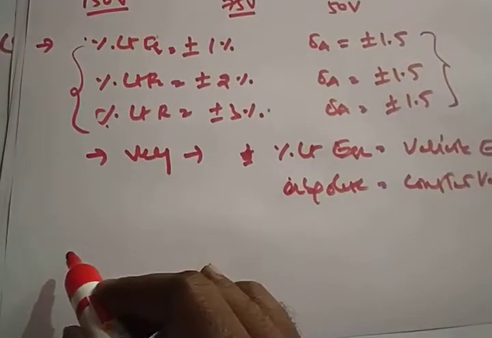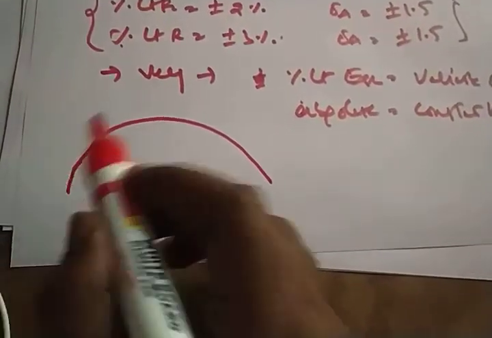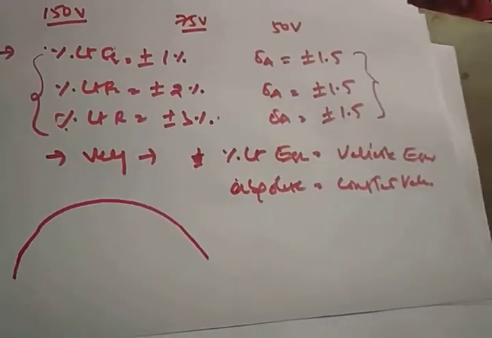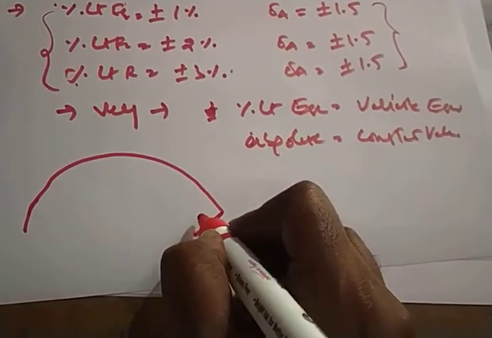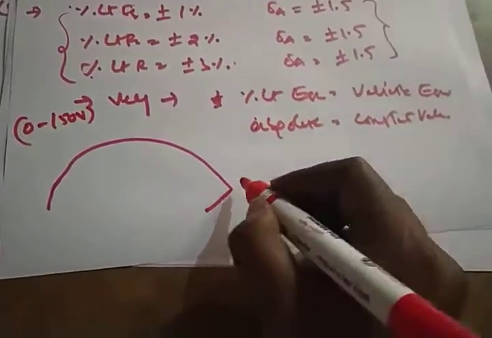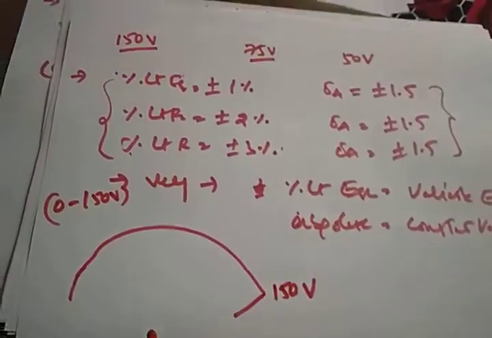From that you will see. I have a scale. This is a small idea you have to analyze. So what is a full scale value? The given scale is 0 to 150 volts. For 150 volts, this is the full scale now. And what are the measurements?